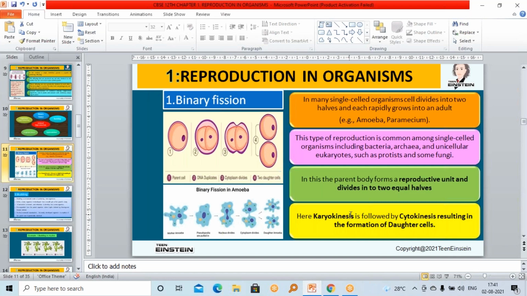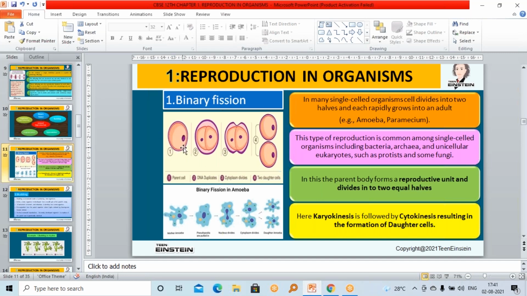Next is different ways or different methods of asexual reproduction. So now, what is asexual reproduction? Is it clear? There won't be any morphological or genetical difference between the individuals or the offsprings. So such reproduction is called asexual reproduction.